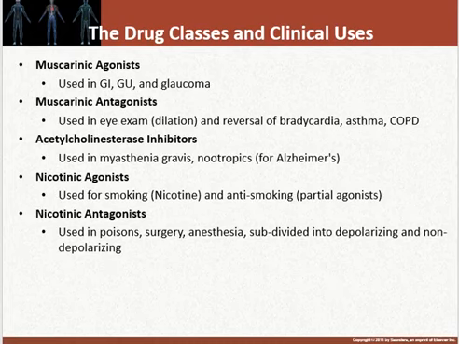There are nicotinic agonists, which are used for smoking, so that's nicotine, as well as anti-smoking. And so these would be the drugs that are partial agonists. And so we'll talk about that again in drugs of addiction. And then there are nicotinic antagonists that are essentially used in poisons, surgery, anesthesia, and then they can be subdivided into whether or not they depolarize or if they're non-depolarizing.